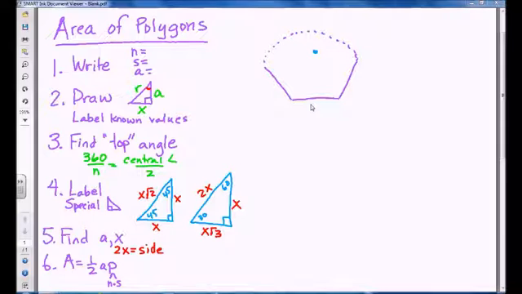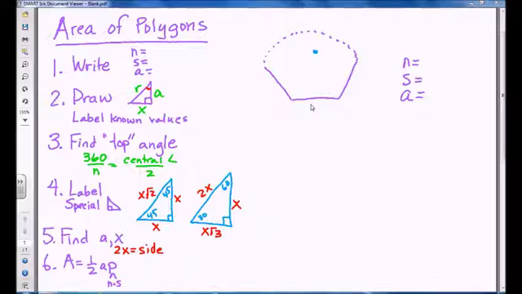A review on how to find the area of polygons. We have our steps over here. I would recommend writing them down. You need to follow them every time. So our first step says to write n equals, s equals, a equals. We know we need these values for every polygon: the number of sides, the side length, and the length of the apothem.